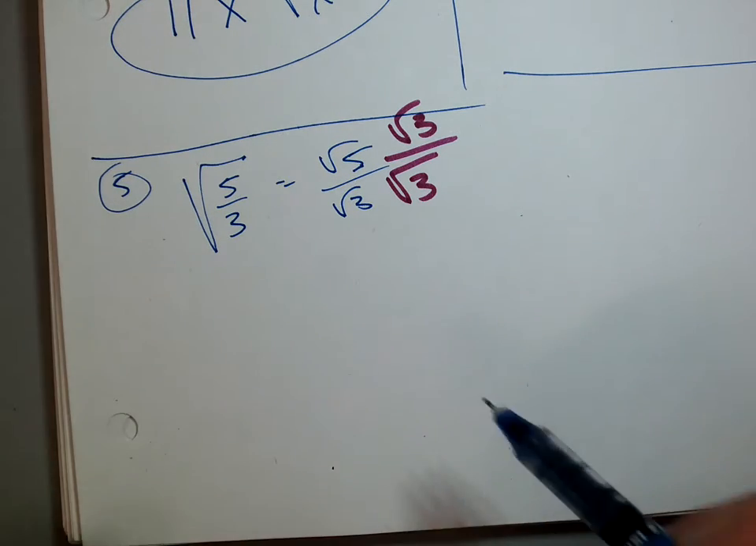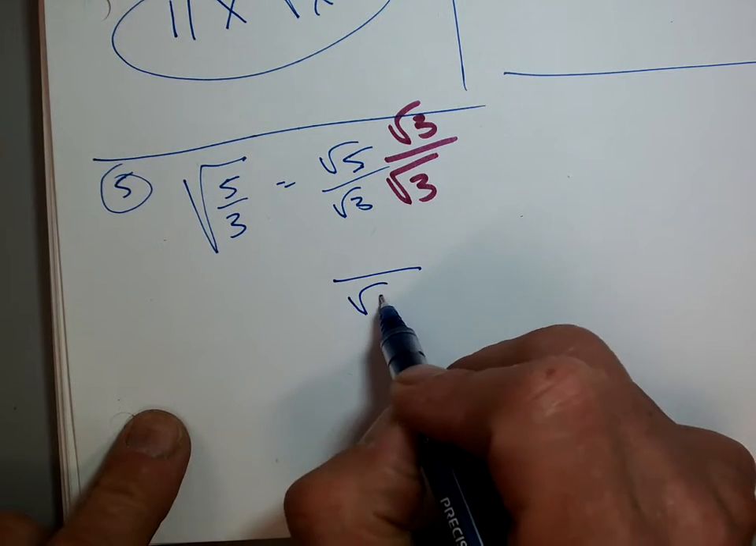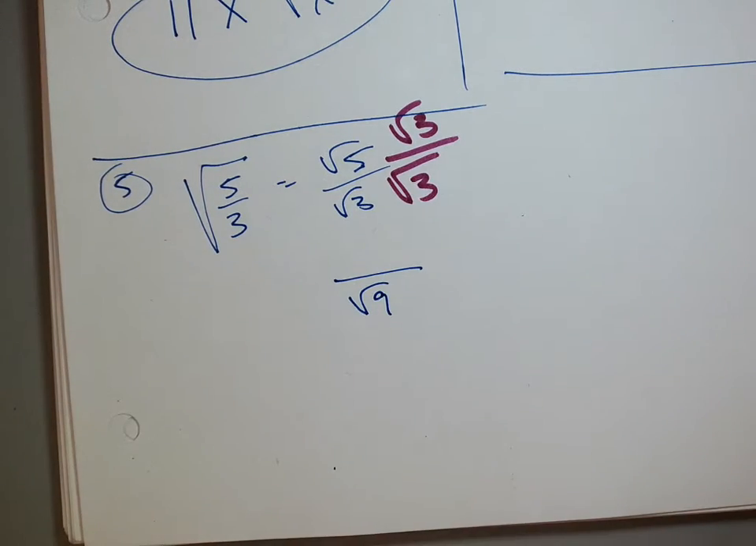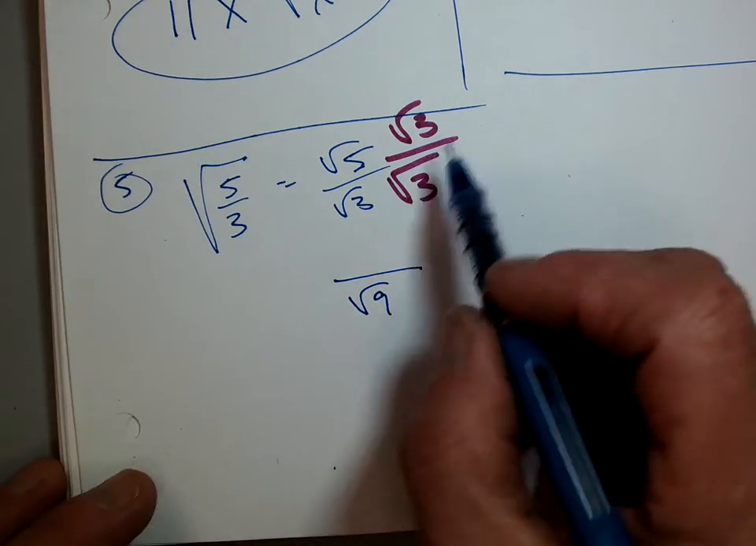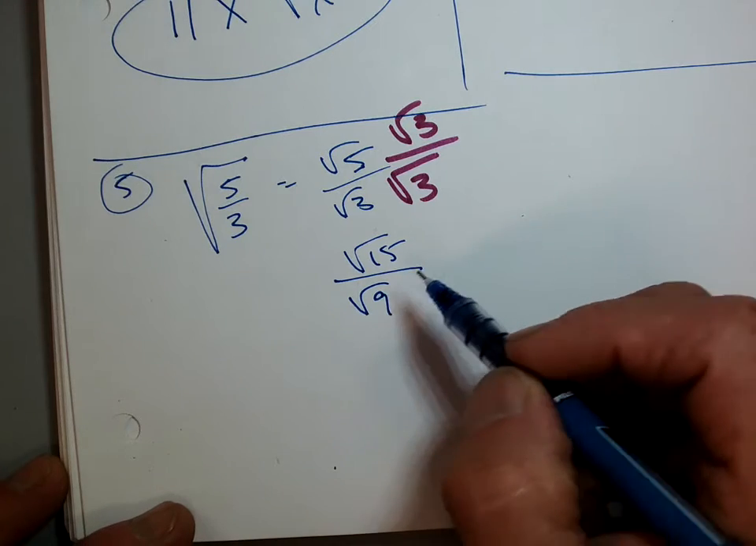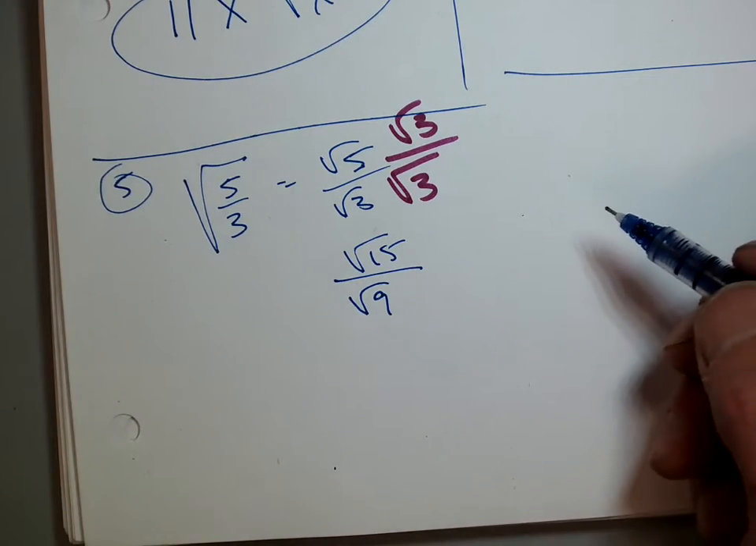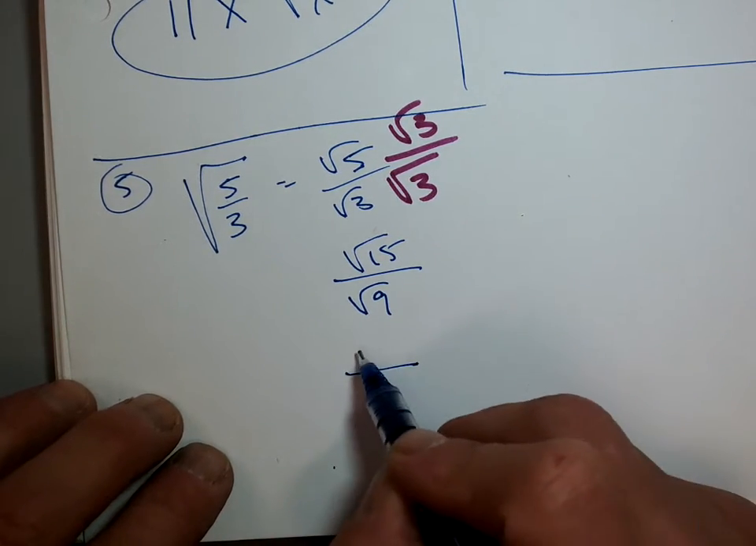So what I'm going to get on the bottom is the square root of 9, which is nice because the square root of 9 is just 3, right? On the top, I'll get the square root of 15. Okay, I'm almost done because I know what the square root of 9 is. That's 3.